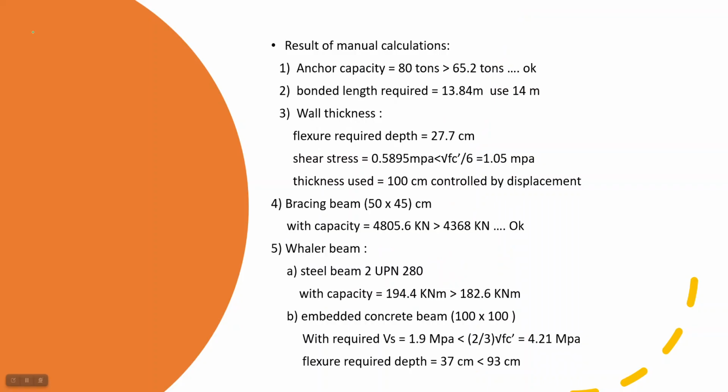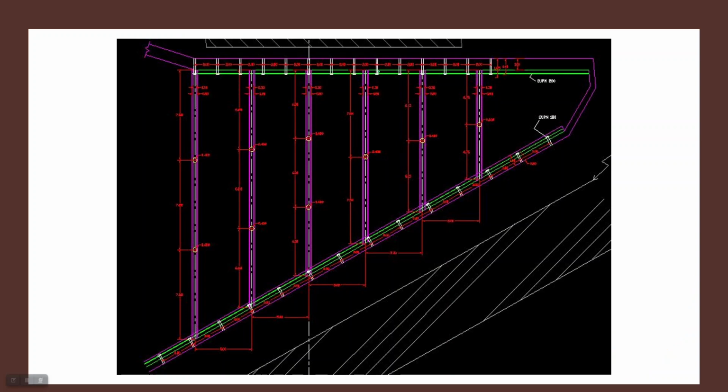Okay, now what we have here is a hand calculation. We are going to check the anchor capacity, the bonded length required, wall thickness, flexure and shear and thickness used, bracing beam, waller beam, steel beam, embedded concrete beam. We are going to check all of these using hand calculation with respect to our Plaxis analysis.